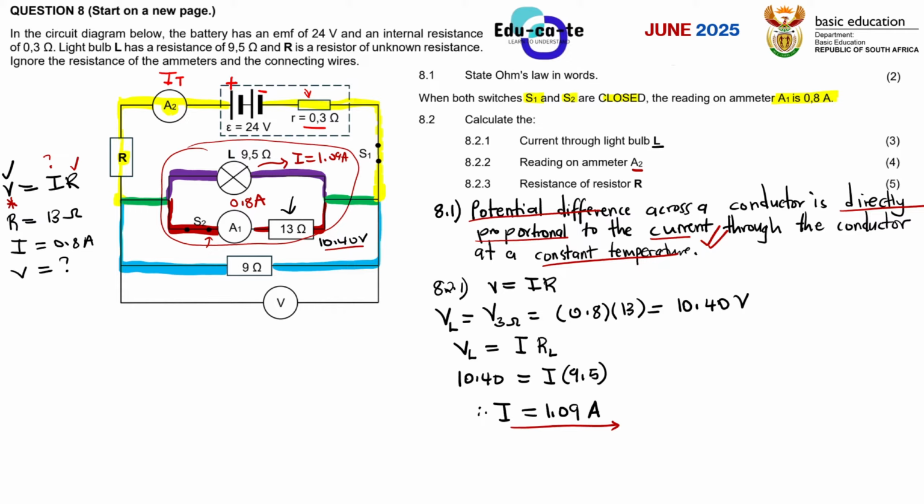Why do I say that? Remember that the 10.0 volts, at first we say that it is the voltage through the 18 ohms resistor. And we calculated here in 8.2.1 that the voltage through the 3 ohms resistor is 10.40 volts. And you know that the voltage across a parallel combination is equal. You don't add it up. So the voltage of the entire combination is 10.40 volts.